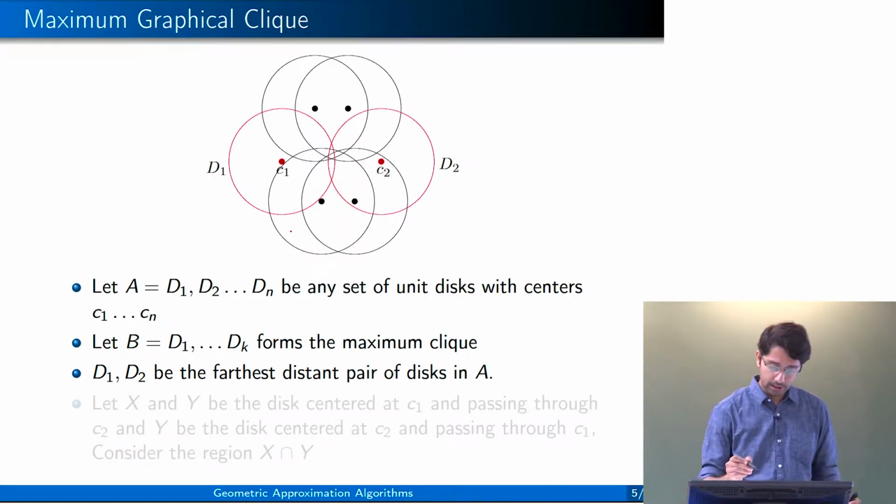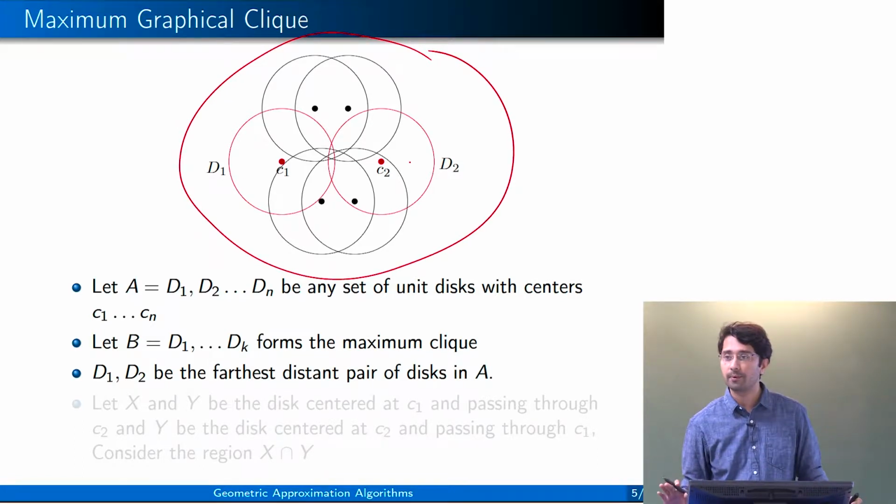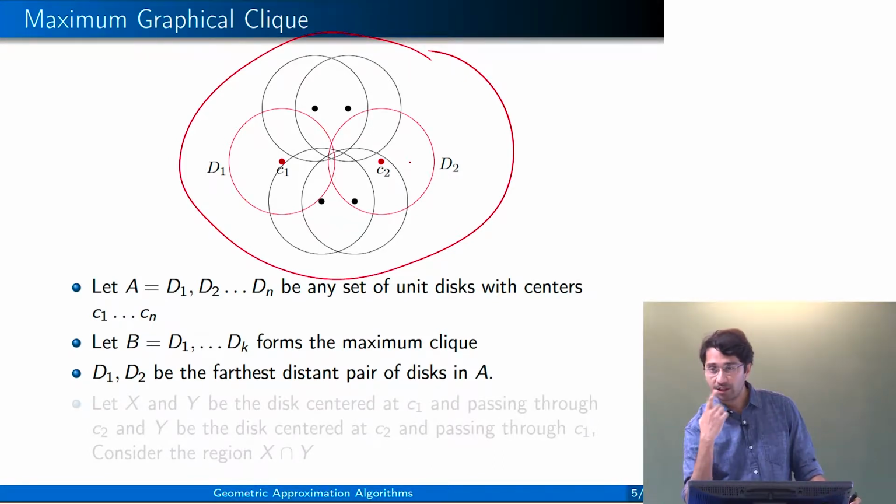So, these are my disks which are forming the clique, and D1 and D2 are the furthest disks among them. Now, to get a good algorithm, what do we do? We try to find out properties of this problem. What properties can we infer from the fact that D1 and D2 are the furthest disks among the disks which create the clique? This is the furthest pair of disks. What information can we infer?